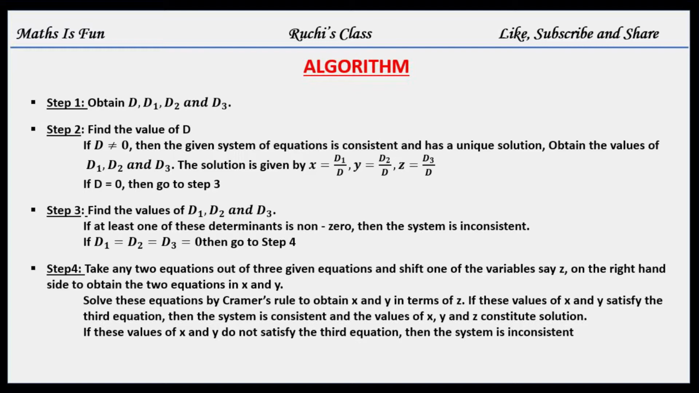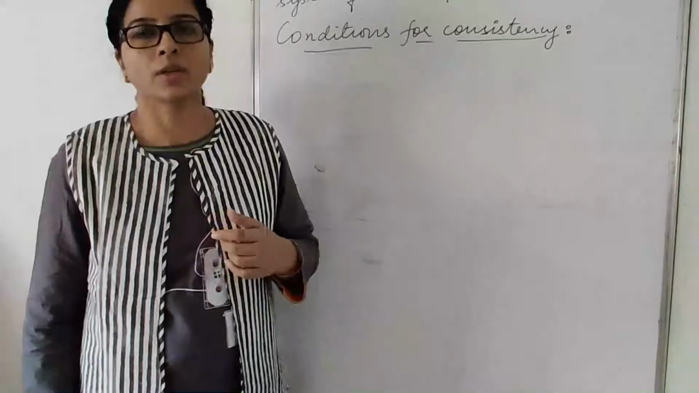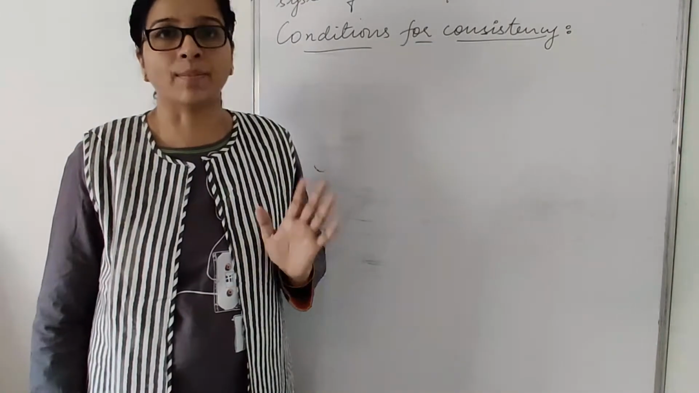Take any two equations out of the 3 given equations and shift one of the variables, say z, to the right hand side to obtain the equations in x and y. Solve these two equations by Cramer's rule to obtain x and y in terms of z. If these values of x and y satisfy the third equation, then the system is consistent and the values of x, y and z constitute a solution. If the values of x and y do not satisfy the third equation, then the system is inconsistent. So now let us solve some examples.